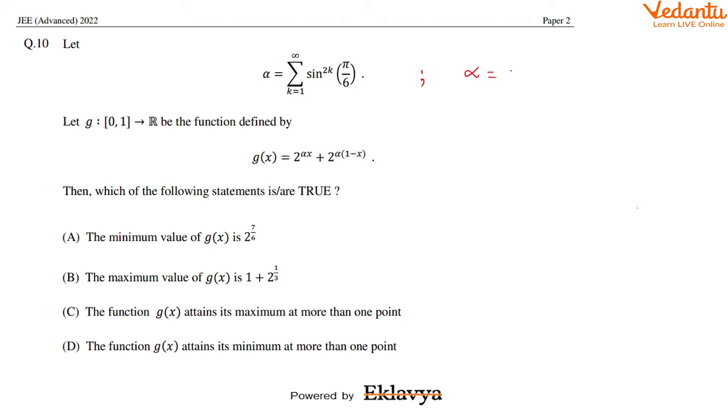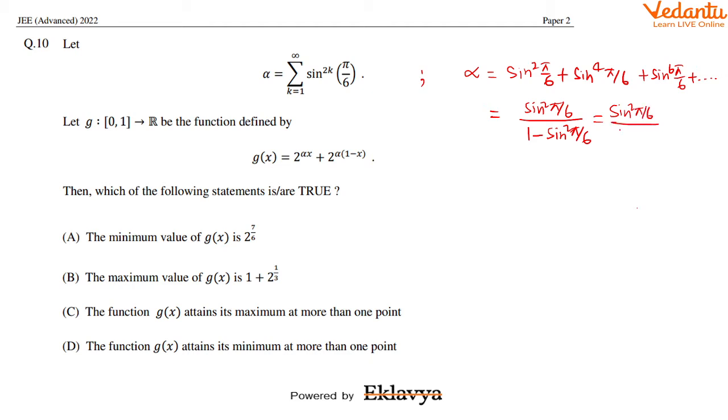So alpha is basically sine square pi by 6, plus sine raised to the power 4 pi by 6 when k is 2, plus sine raised to the power 6 pi by 6, and so on up to infinity. The first term is sine square pi by 6. The common ratio is again sine square pi by 6. So a upon 1 minus r, and r here is less than 1, so we can apply this formula. Sine square pi by 6 upon cos square pi by 6, that is tan square pi by 6, and the value is 1 by 3. The value of alpha came as 1 by 3.